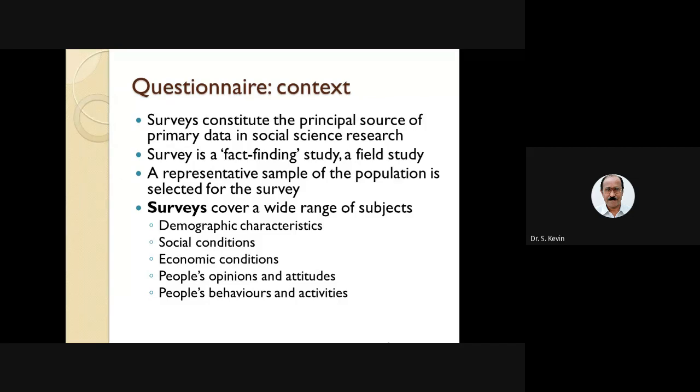Is it the correct opinion? Is it the correct attitude? They are saying about their activities. Is it the correct activities? Is their answer correct? So here we have to get the correct answer. How do we do that?